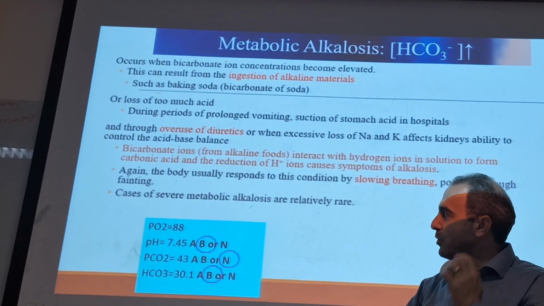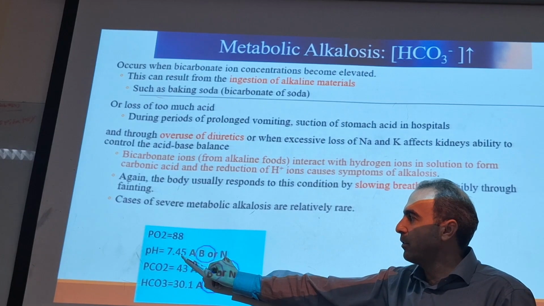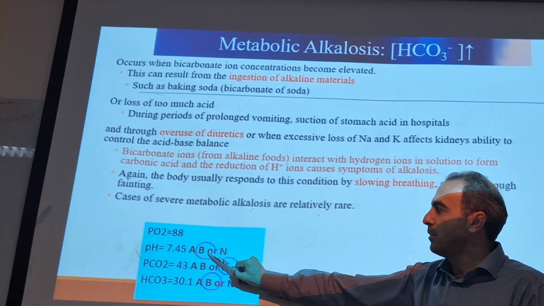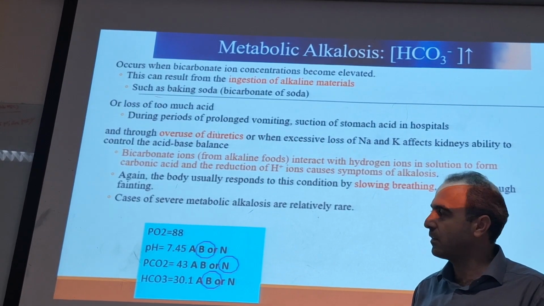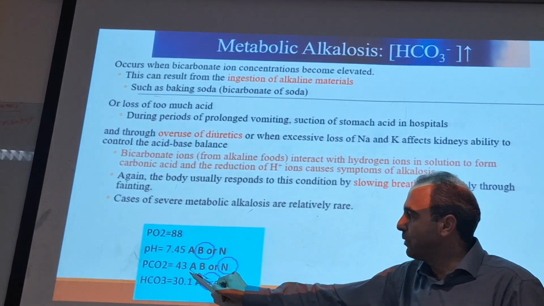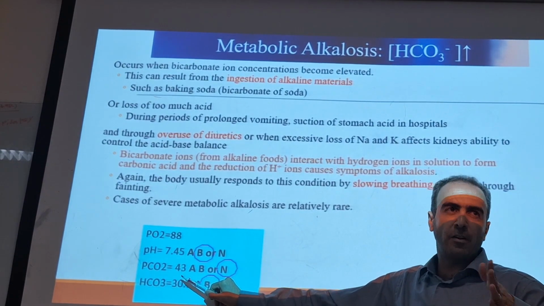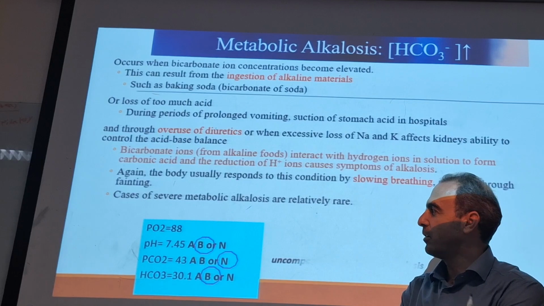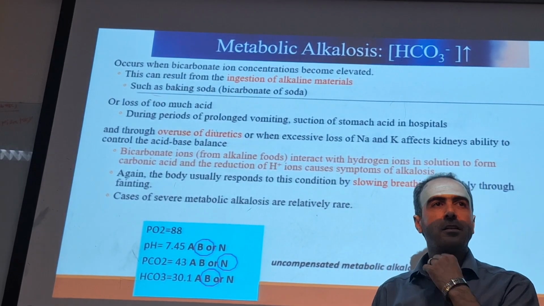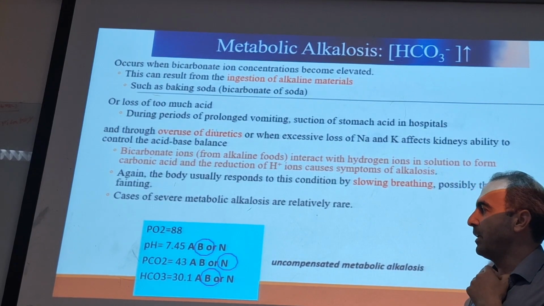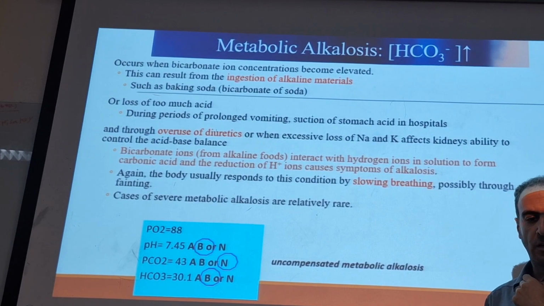So in this situation, the pH here is 7.40, is basic. More than 7.4 is basic. The PCO2 is 43, normal. 35 to 45 is normal. And the bicarbonate is 30, more than 24, is basic. Again, we call it uncompensated metabolic alkalosis.